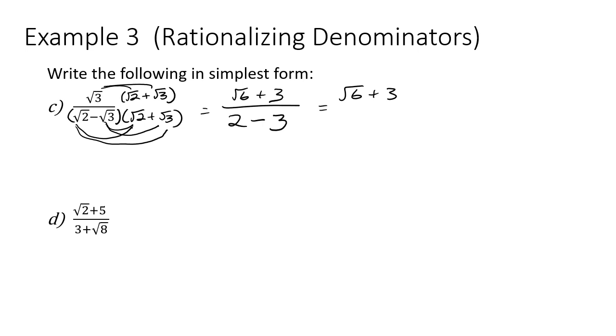So this is a square root of 6 plus 3 divided by negative 1. But dividing by negative 1 just changes the sign. So I'm going to go ahead and simplify this. But again, much like on the previous page, that negative 1 is going to divide into both terms of the numerator, changing their signs. So this would give me a negative square root of 6 minus 3.